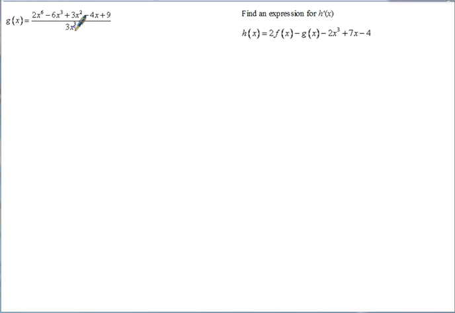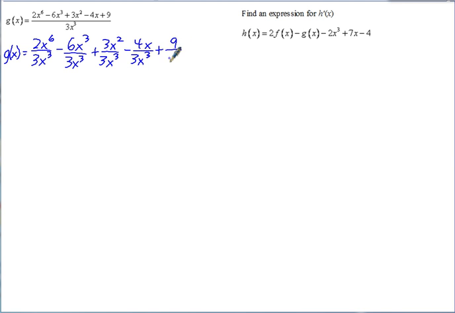When you have a single denominator like this, that really means you can divide all of these by the 3x cubed, by that denominator. So let's go ahead and write it that way. Divide it all by 3x cubed. And now we can simplify each one of these again before we take the derivative. So again, be careful with your notation here. This is still g of x, the original function.